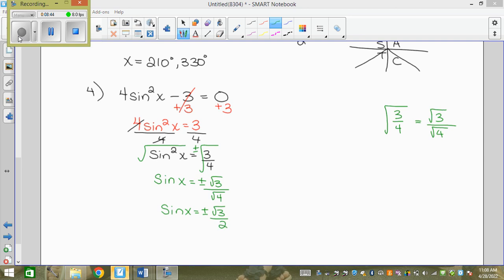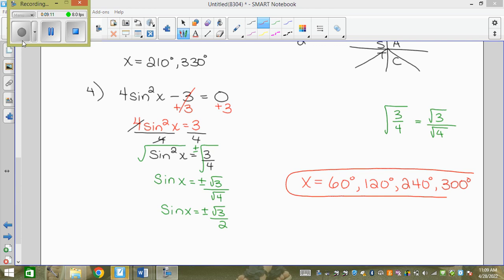Now, just so you know, how many solutions are we going to get now? 4. So whenever you take the square root, you're going to get plus or minus, and whenever you get plus or minus, you're going to get 4 solutions. Do you agree? Okay. So what are my solutions at, Chloe? 60, 120, 240, 300, because they're all 60-degree reference angles, right? Because all the 60 degrees will have the same answers.